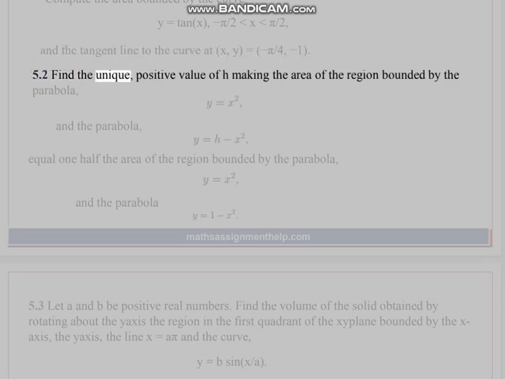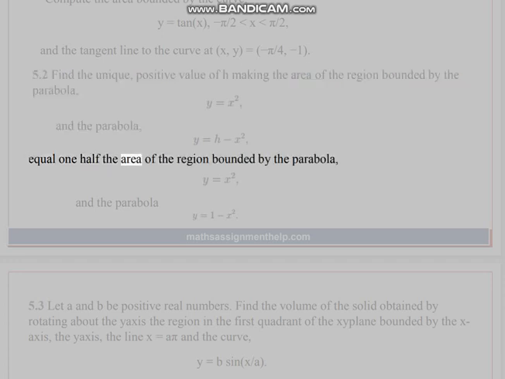5.2 Find the unique positive value of h making the area of the region bounded by the parabola and the parabola equal 1/2 the area of the region bounded by the parabola and the parabola.